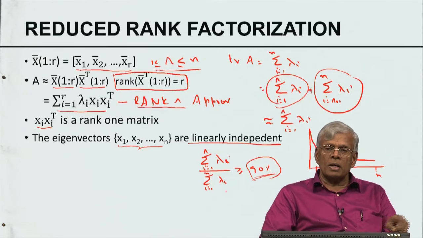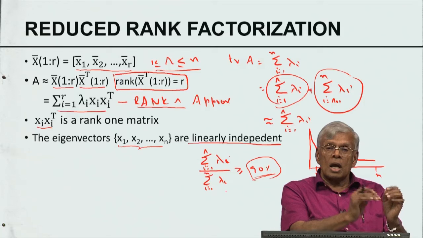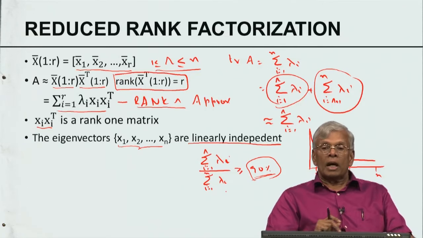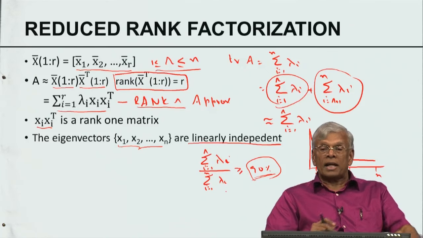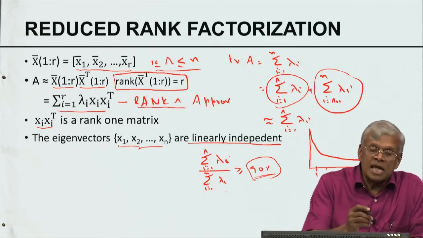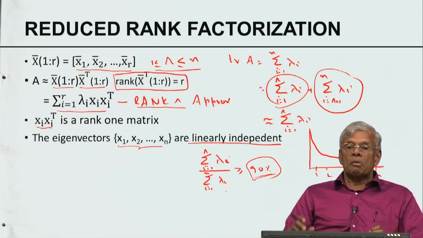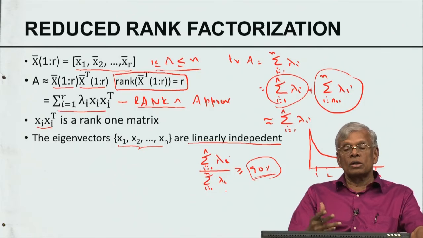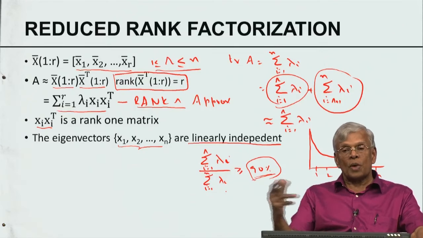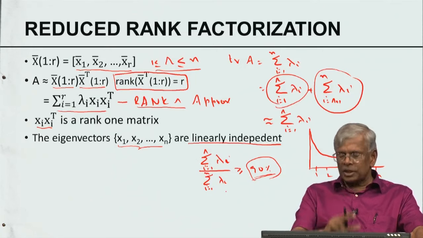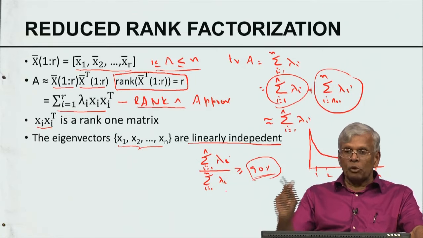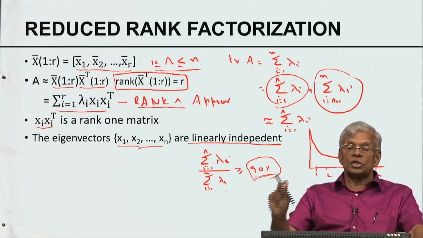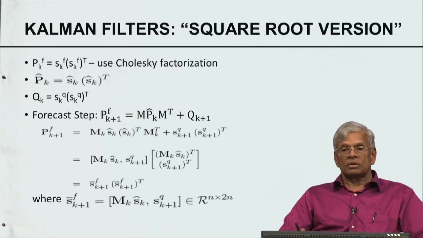Once I have the value of r, I can pick the first r eigenvalues and consider an eigen approximation to A. So A can be approximated by a product of two rank r matrices. That is called a reduced rank approximation to the square root, obtained by appropriately selecting the columns that go into the definition of the square root matrix.